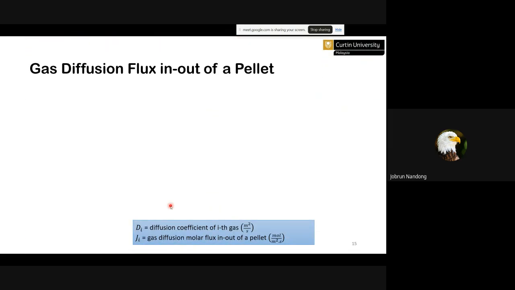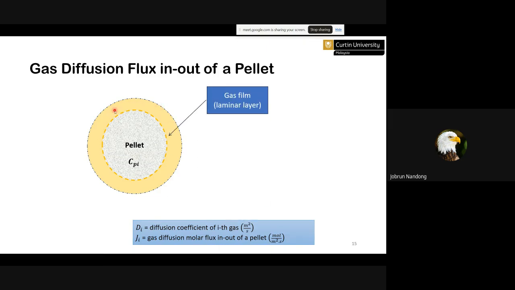Now, finally, we look at the gas diffusion flux in and out of a pellet. How do we define that? Again, we assume we have a pellet. It's a porous pellet. Inside the pellet, we have a concentration of the gas, CPI. I here could be for CO or CO2. Now, as we know, outside this pellet, we have a thin film, or gas film. Normally we call that a laminar layer with certain thickness delta X. So now the bulk gas concentration is CBI, where I here could represent CO or CO2.